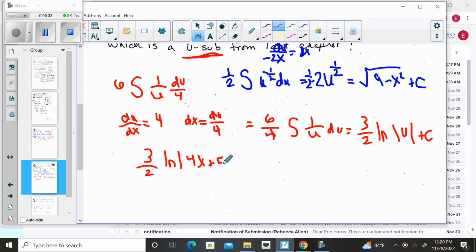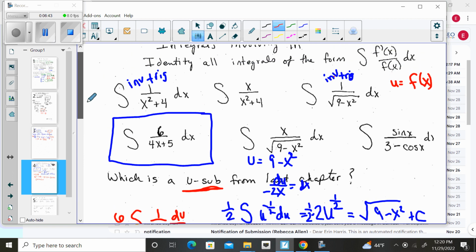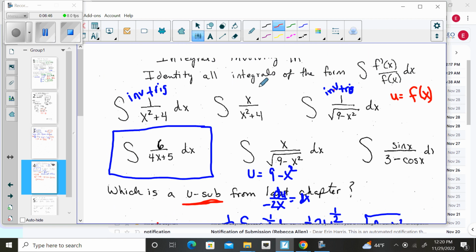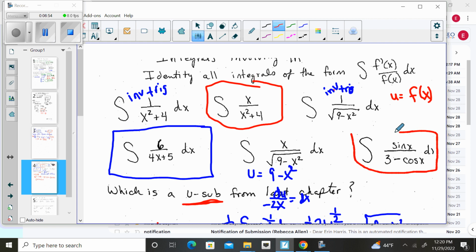plus c. I'm going to end this video here, but in part 2 of this video, come back and do this problem. This would also be a natural log problem, and so would this one, because the derivative of cosine is negative sine. So this one is also a place where the derivative of the denominator is in the numerator. I'll do these two. Actually, I encourage you to try them right now and then come to the next video and see if you got them right.